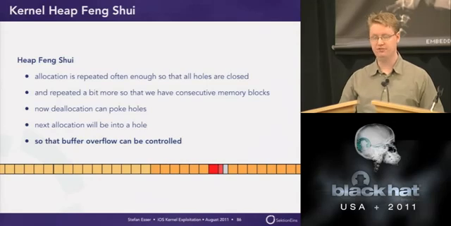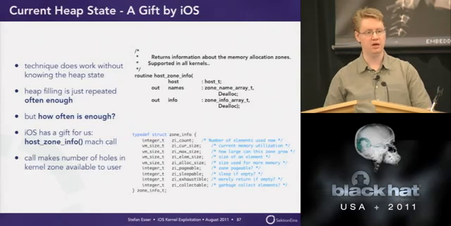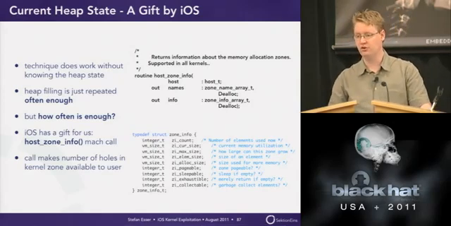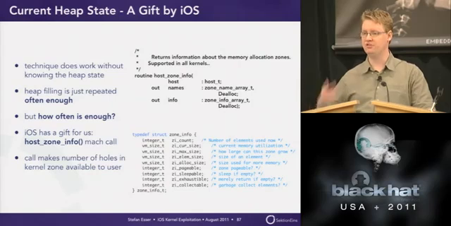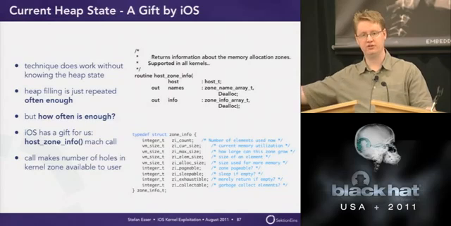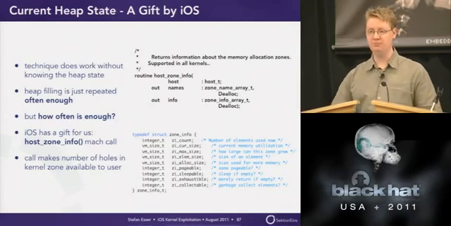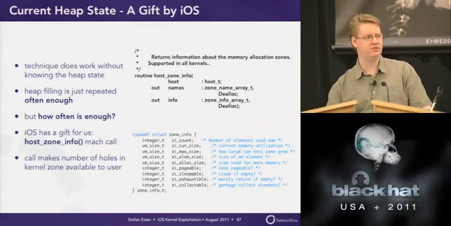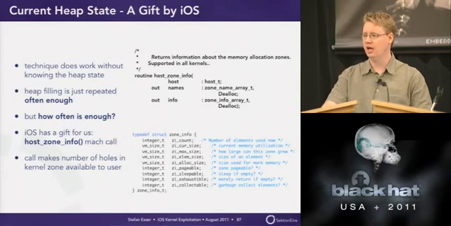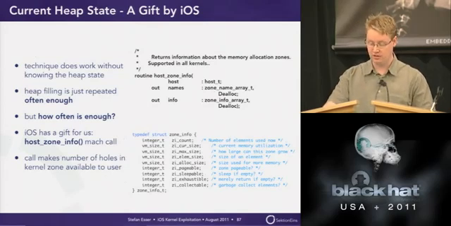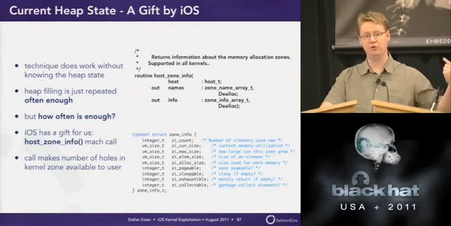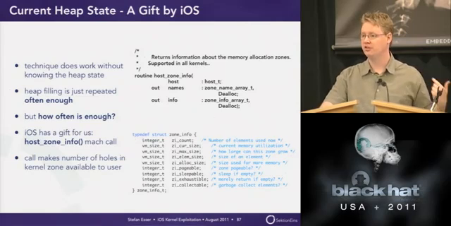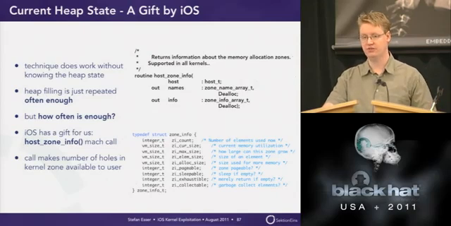Because normally you have no idea about the state of the kernel heap, you usually don't know how many holes there are in the memory. So you don't know how often you have to repeat this allocation until you have really consecutive memory blocks. But Apple is very nice here. I showed you the zprint command line tool, and it's actually the same technique. It uses a kernel function called host_zone_info. This function gives you all the information you saw previously in the zprint utility, in the form of a C structure.